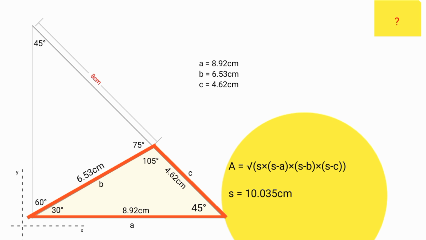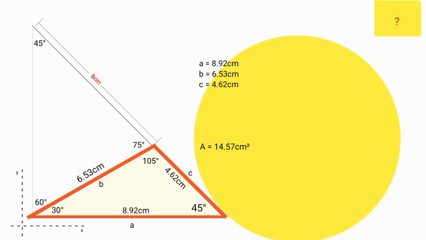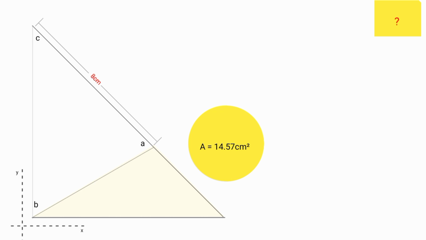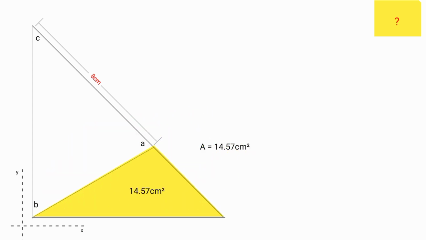Now substituting all the values here, the area equals the square root of 10.035 times the differences, which if you press your calculator is approximately 14.57 centimeters squared. So the area is now equal to 14.57 centimeters squared approximately. So we find the area of this triangle, which is the yellow colored portion we were asked to find the area of.